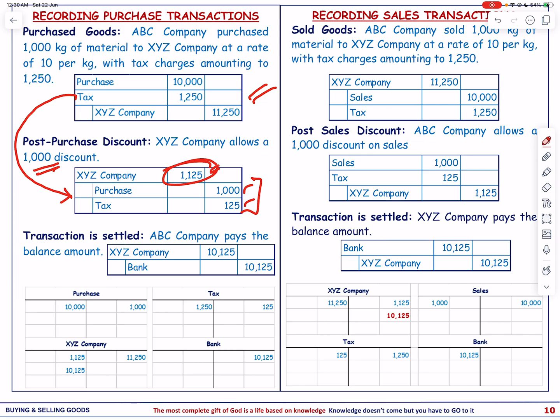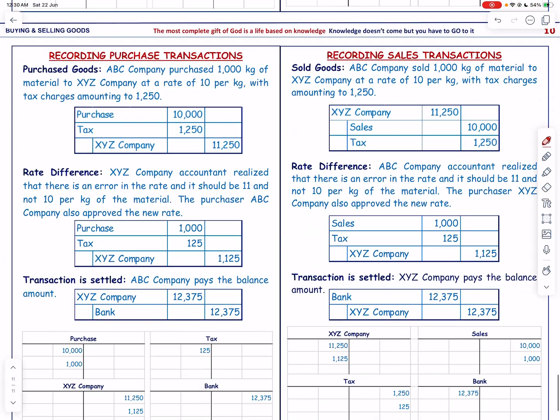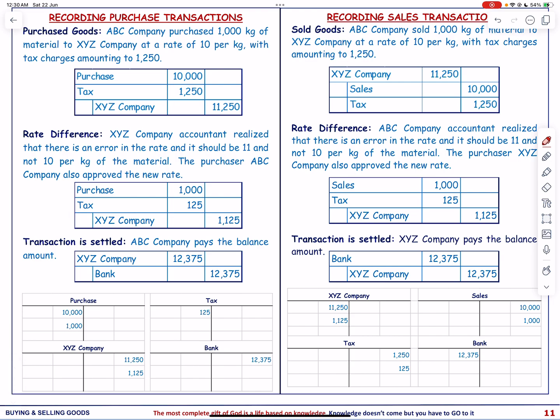So I am not going to repeat this scenario, but then there may be a need to increase the purchase amount, such as when an accountant has erroneously applied a lower rate to calculate the total purchase. In such instances, the rectification entry would mirror the initial journal entry for purchase. Now don't forget, I am using the word mirror, and the simple reason is that the journal entry for rectification will be the same, as now the purchase has to increase.